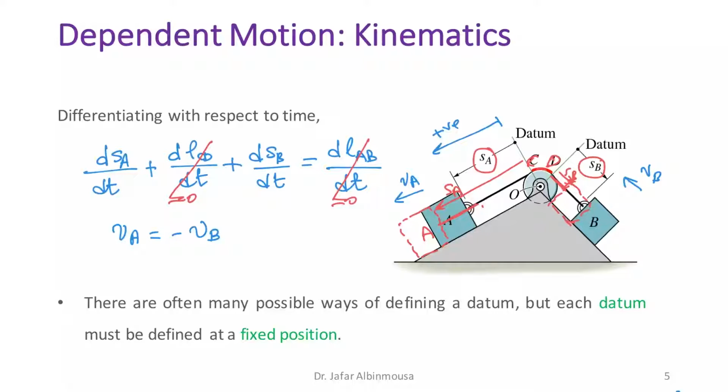Now, if the motion is reversed and block B ended up moving in this direction and block A moved in that direction, this sign will also adjust. We'll discuss this further. But you should know that there are many possible ways of defining a datum. What you should keep in mind is that the definition of the datum is always the same. It has to be defined at a fixed position.